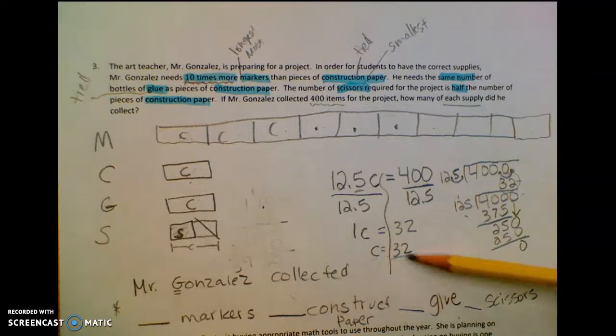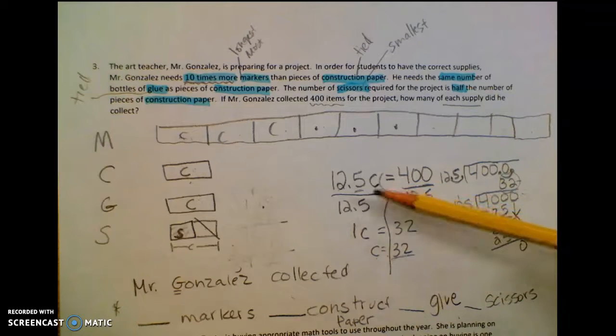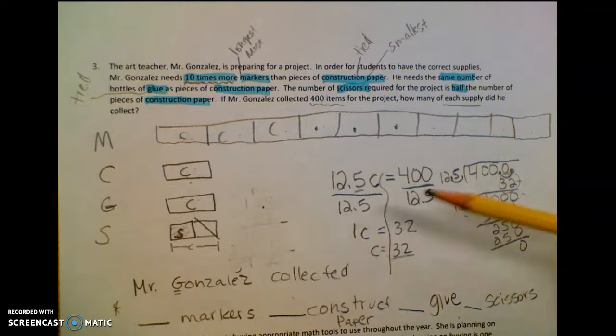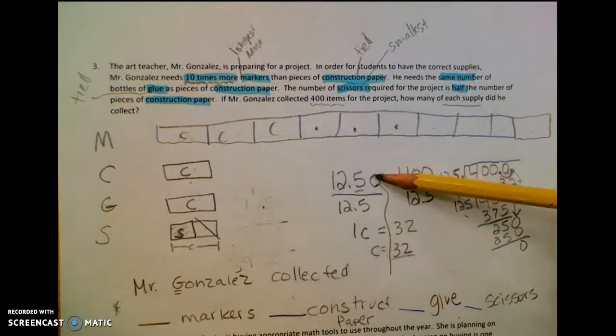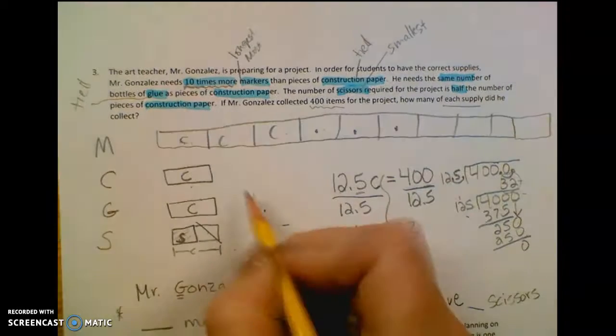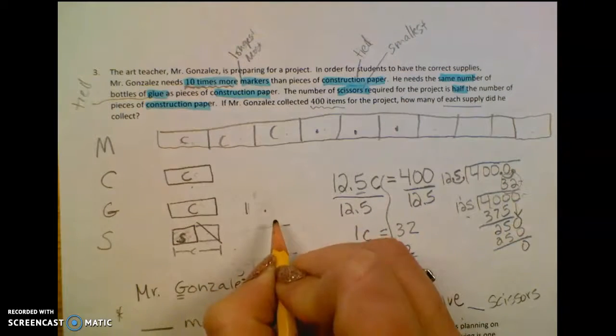So now I want to check my work. Anytime that I can remove letters and have numbers, that's a good thing for math. We would prefer numbers to letters. So we're going to sub in 32 up here into our original problem, and we're going to do 12.5 times 32.